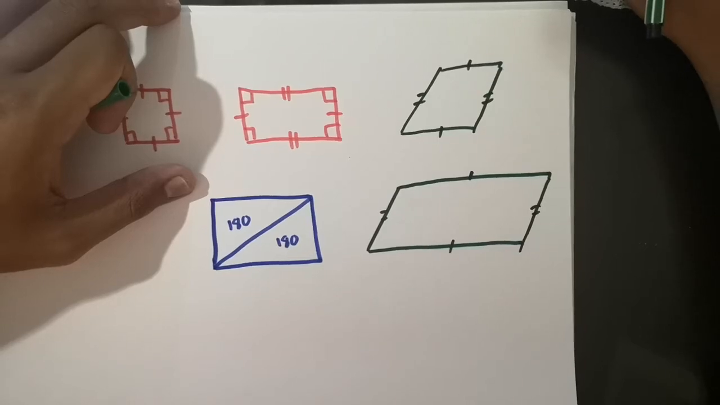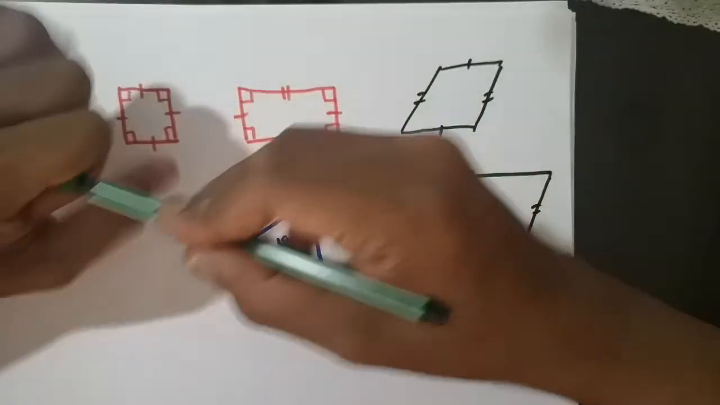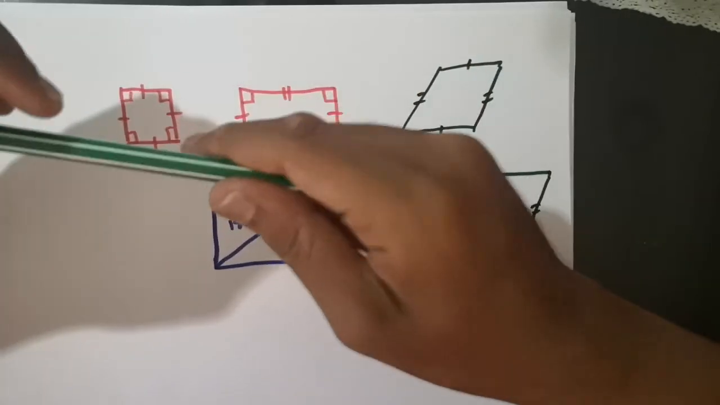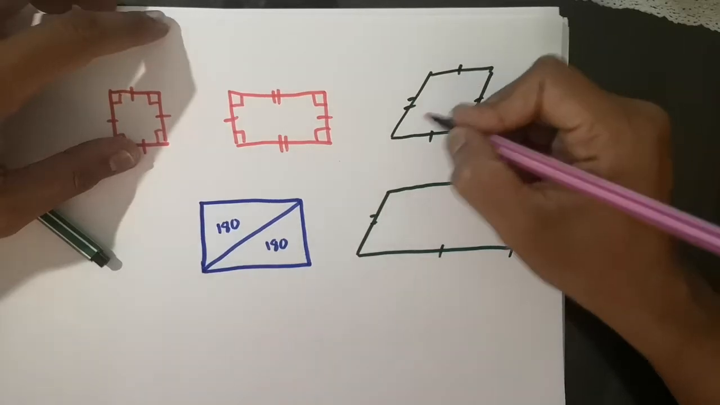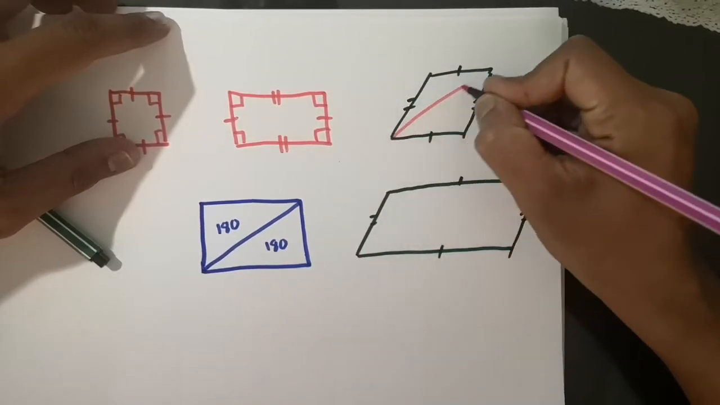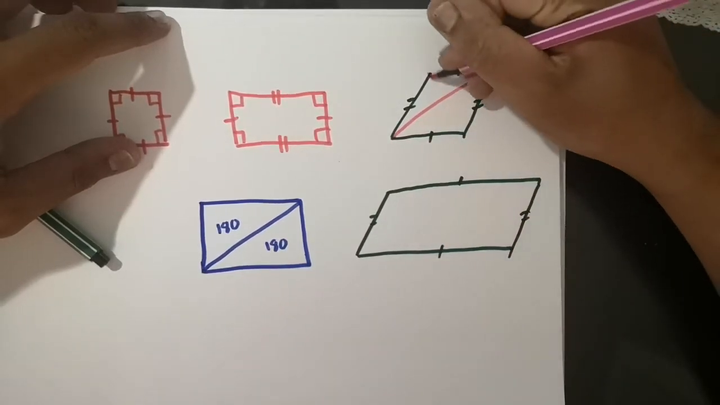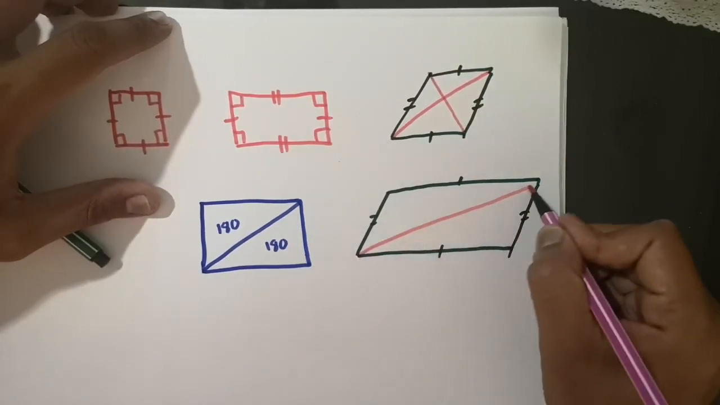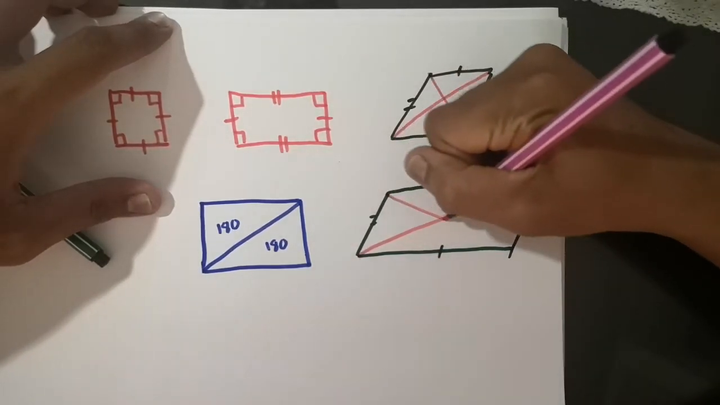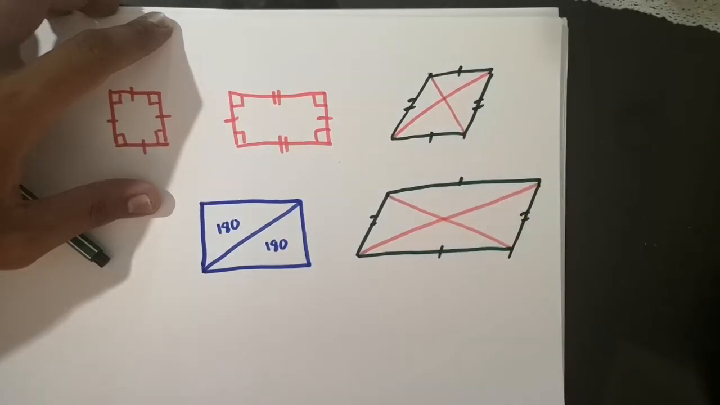Let's say I have diagonals that bisect. What do I mean by that? I'll use a different color marker. Diagonals that bisect. Okay? Like that. These are diagonals that bisect, right?